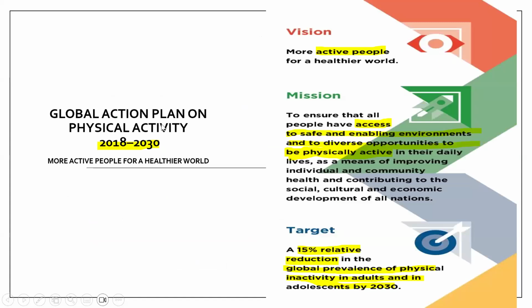The Global Action Plan on Physical Activity 2018 to 2030 is devised by the World Health Organization with a vision: more active people for a healthier world. They are on a mission to ensure that all people have access to a safe and enabling environment and to diverse opportunities to be physically active in their daily life. They have a target of a 15% relative reduction in the global prevalence of physical inactivity in adults and in adolescents by 2030.